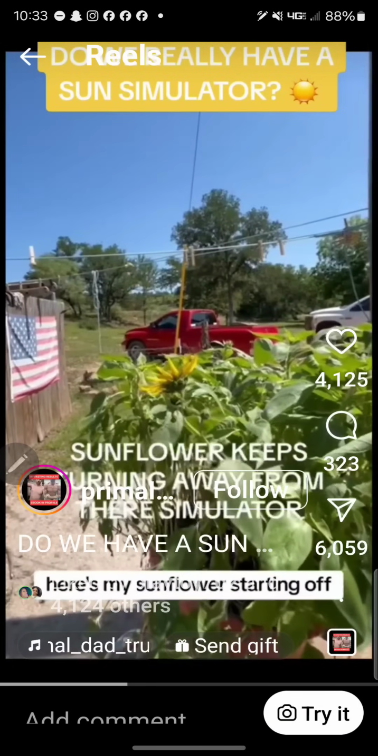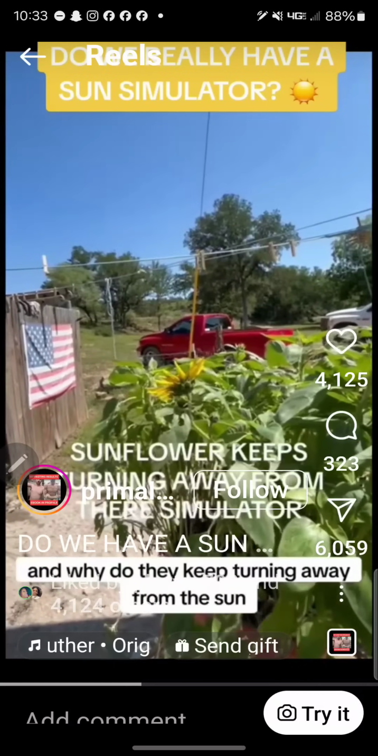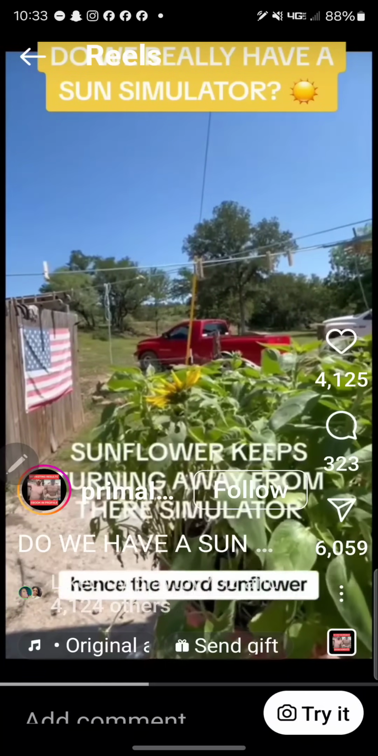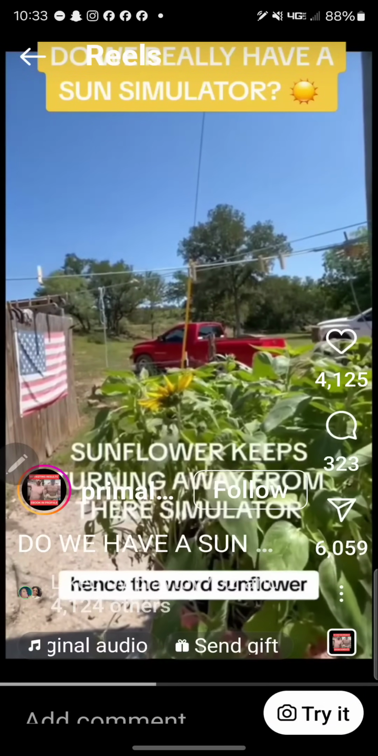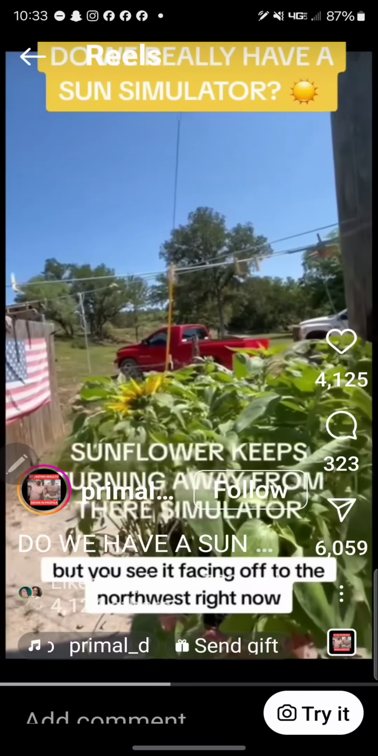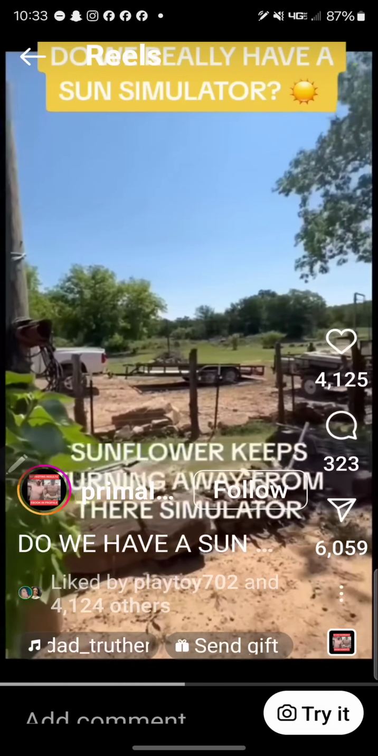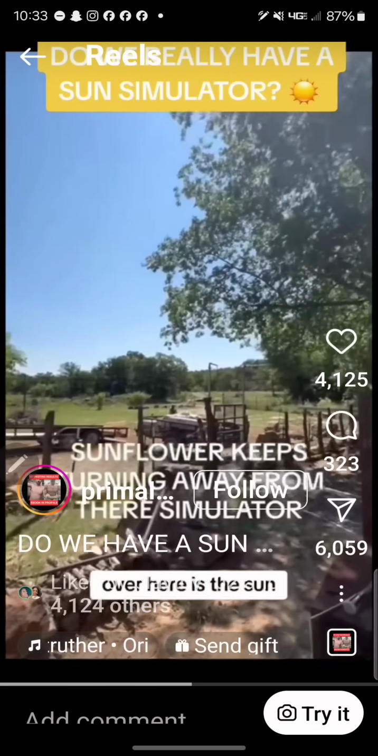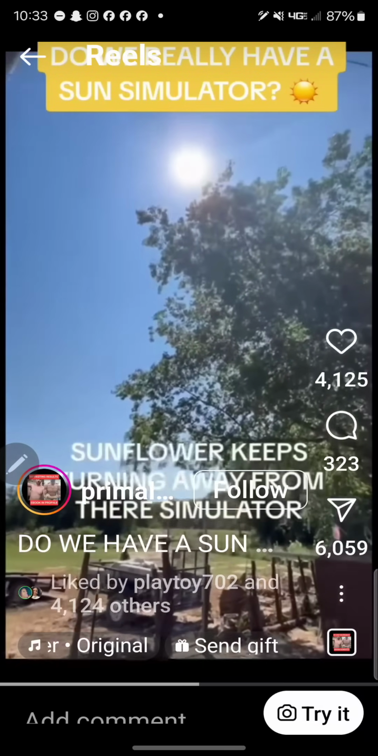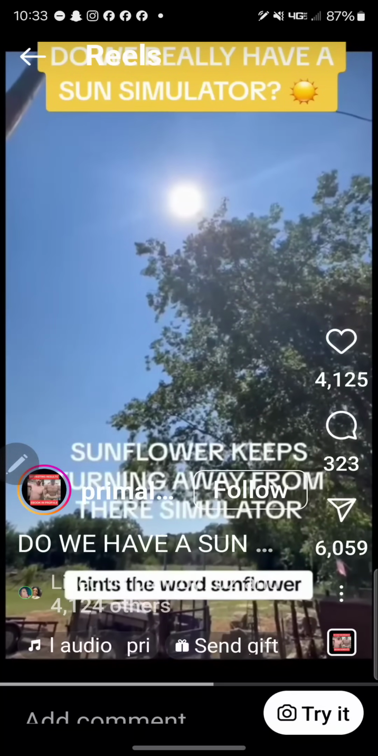Here's my sunflowers starting off. Now why do they keep turning away from the sun? Hence the word sunflower. But you see it facing off to the northwest right now. Well, over here's the sun. Hence the word sunflower.